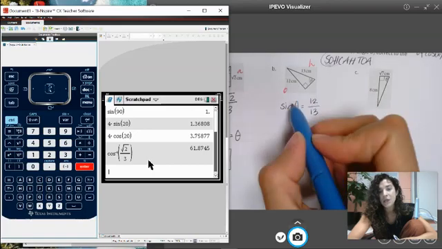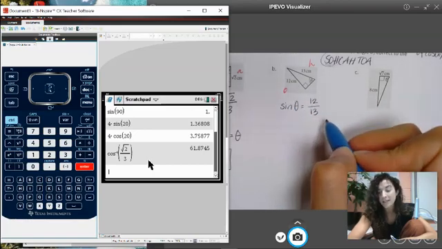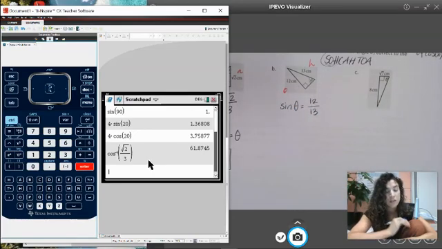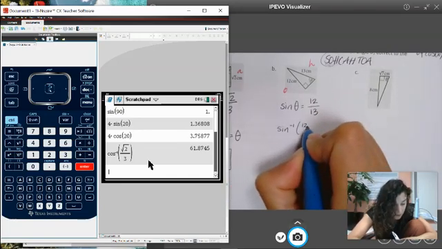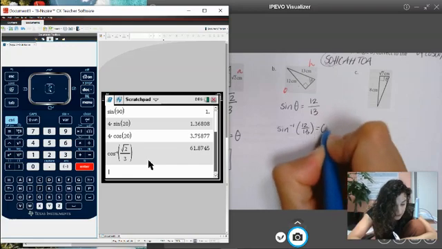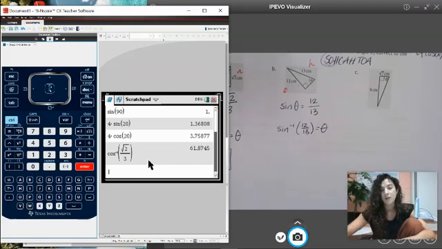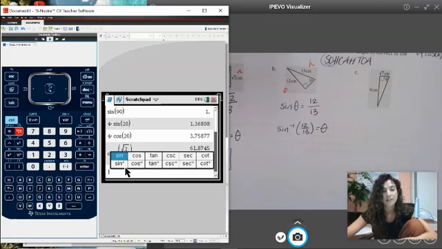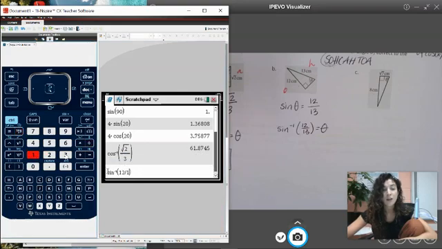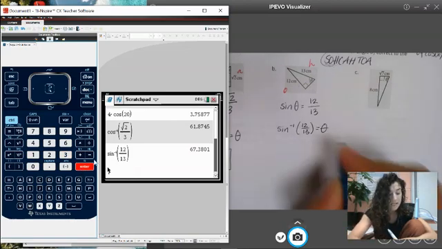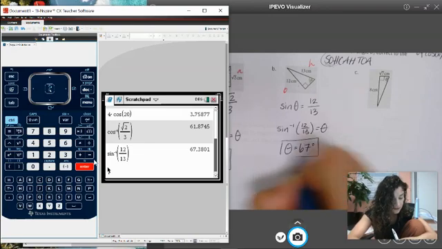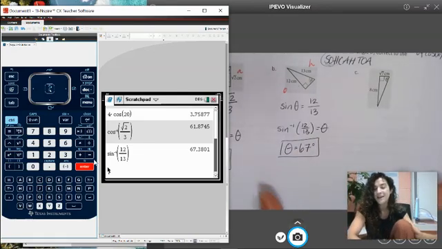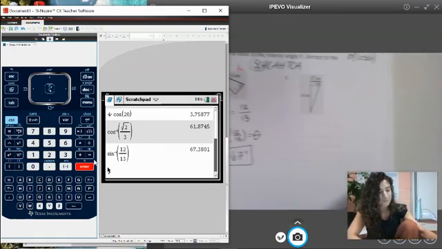The only way to get theta outside of sine is we have to do the inverse, the only way. That means I'm going to do sine to the -1 of 12 over 13 equals theta. Go to your calculator, trig, sine to the -1, 12 divided by 13. And we get that theta is equal to 67 degrees. Okay, do this last one on your own and then we'll go over it.